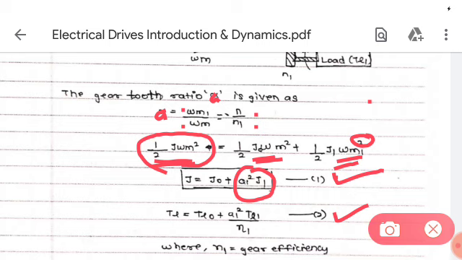So in this way the torque also can be transformed onto the motor shaft. So this is the equivalent load torque. So this is for rotational loads. These two equations are important.